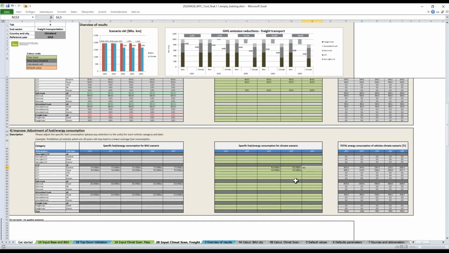Just think about the fact that if you don't put any data on that, the software will take this data. So even if there is no improvement after 2040, just put the data again in 2050. If you don't, the system will take this value.